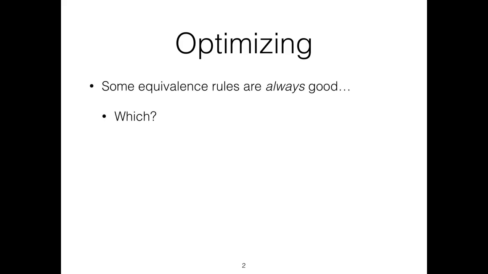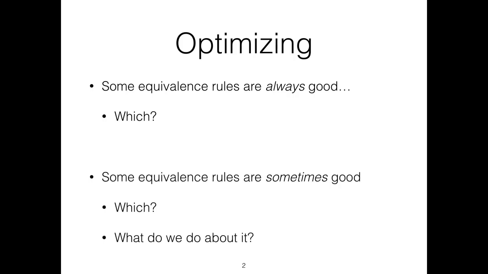So, to recap, some equivalences are always good. One of these is selection pushdown. What are some others? What else can you do to a query to make it run faster? Sure, change cross products into joins. Pushdown projections, another thing that's always useful. So there's some equivalence rules that are always good. Can anyone think of an example of a rule that might not always be good?